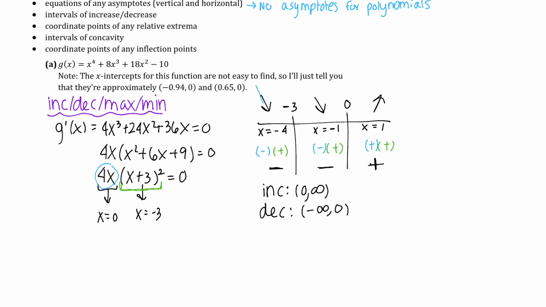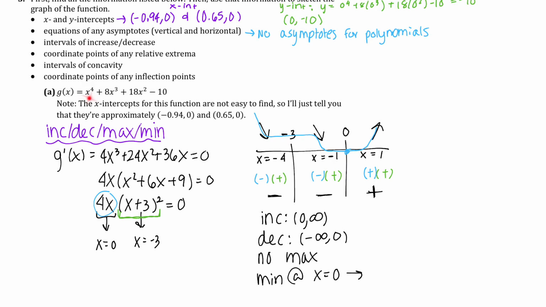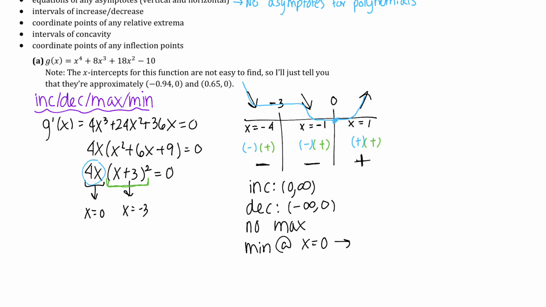So this is decreasing, decreasing. Here's where we have a min. There's no local max, but you do have a local min at x equals 0. And if you plug 0 into this function like we already did for the y-intercept, you get negative 10. So this is at the point 0, negative 10.